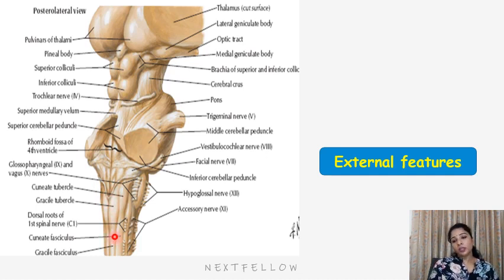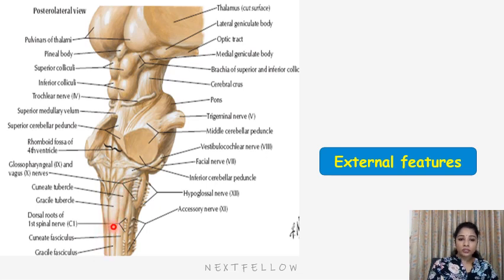On the dorsal surface, you can differentiate the upper half, the open half, which forms the floor of the fourth ventricle, and the lower half is the closed part. The upper open part forms the lower part of the floor of the fourth ventricle, and the lower closed part encloses the central canal, which continues as the central canal of the spinal cord. The closed part exhibits three longitudinal elevations. You can see the three longitudinal elevations.